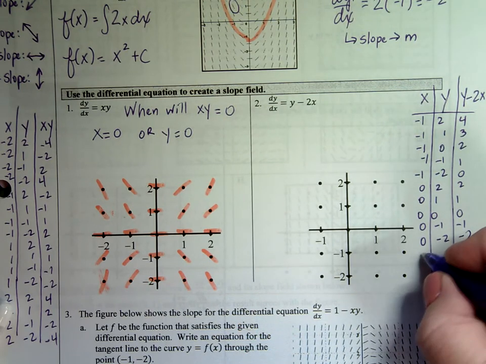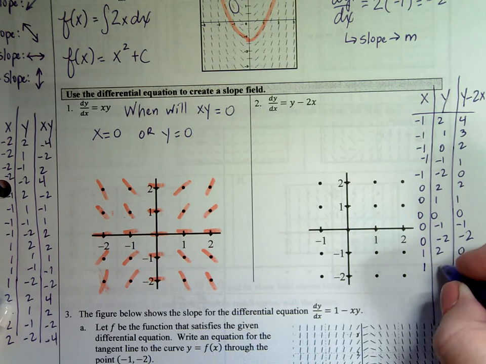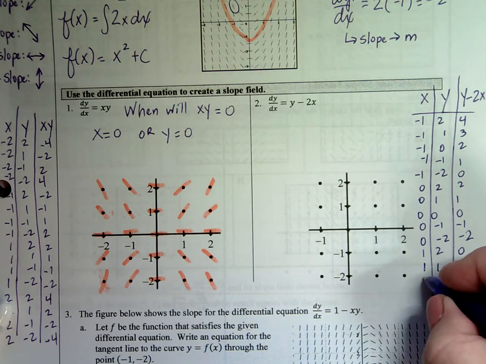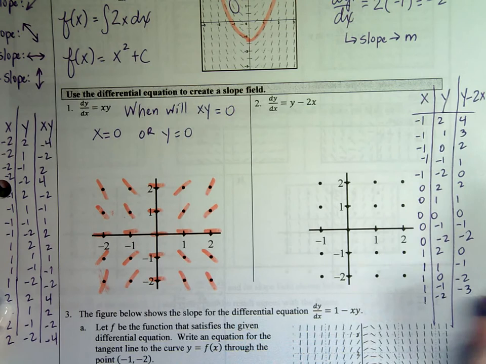Then you're into the ones. 1, 2 gives you 0. 1, 1 gives you negative 1. 1, 0 gives you negative 2. 1, negative 1 gives you negative 3. And 1, negative 2 gives you negative 4. And I'm going to go into the next graph here.